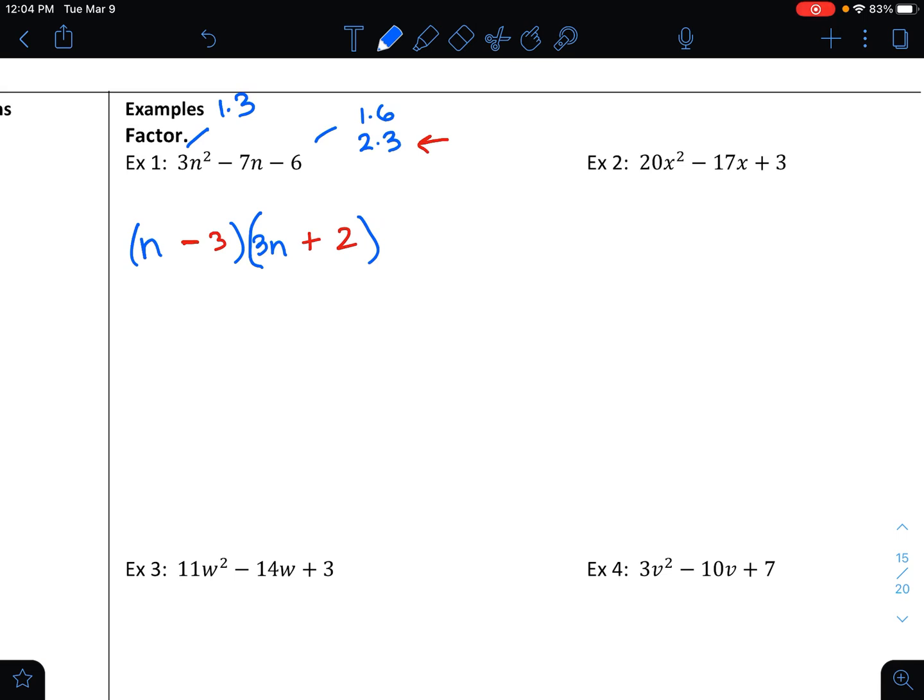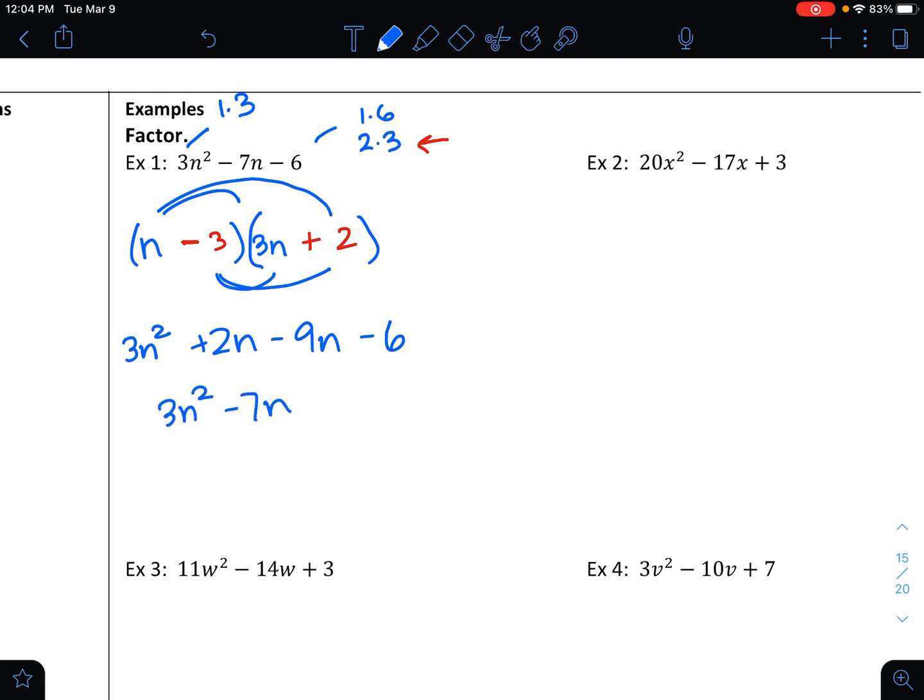So I'm going to multiply n times 3n squared. So I did this times this. I'm going to do that times that. So that's going to be plus 2n. These two multiplied is -9n, and then these two multiplied is -6. So then I have 3n squared minus 7n minus 6. And see how that matches my problem.